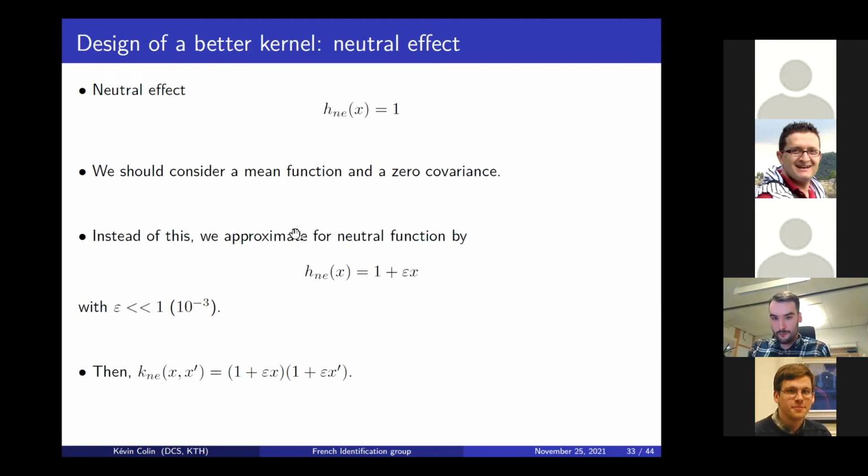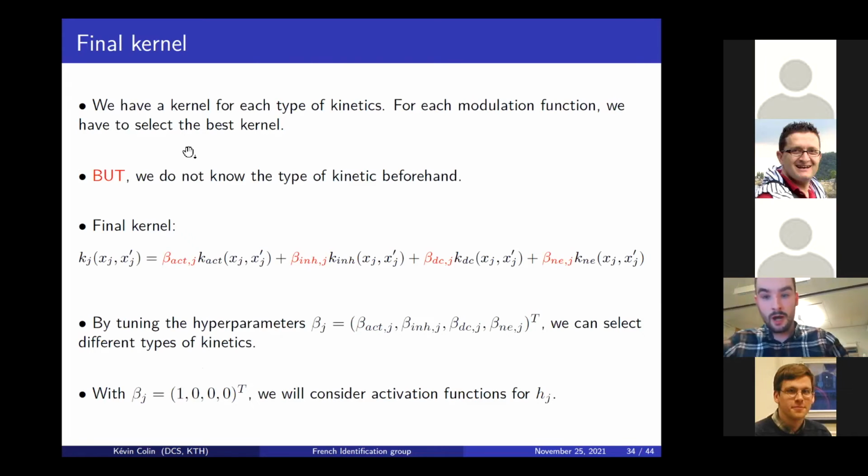Okay, so for the 4 types of kinetics, we have designed a better tailored kernel. So that's good. But the problem is that when we are going to do the Gaussian regression, the estimation of each module, we don't know what type of kinetic we will have. Is it an activation? Is it an inhibition or double component? We don't know. So the final kernel that we have proposed here is to consider the linear combination of the 4 kernels we have developed before. And the linear coefficients beta here are positive coefficients, and they are hyperparameters that we have to tune.